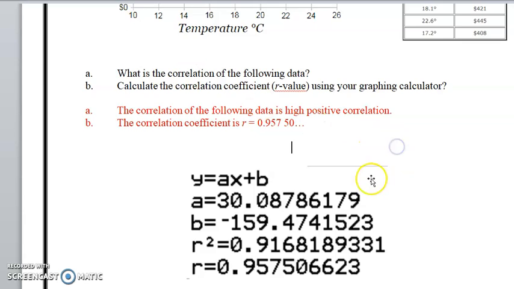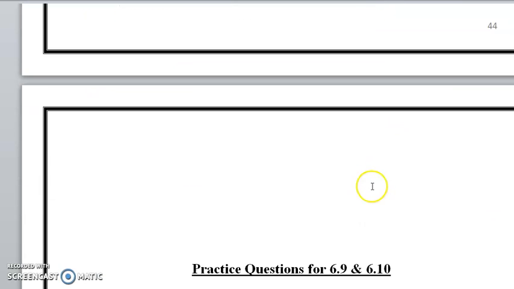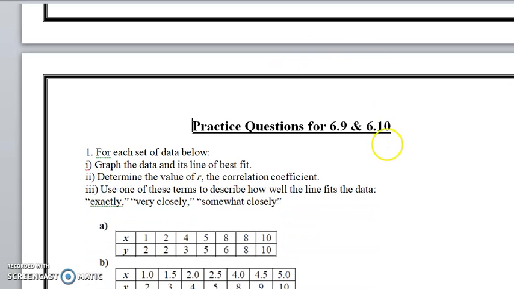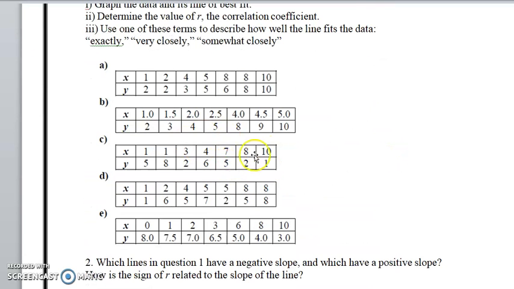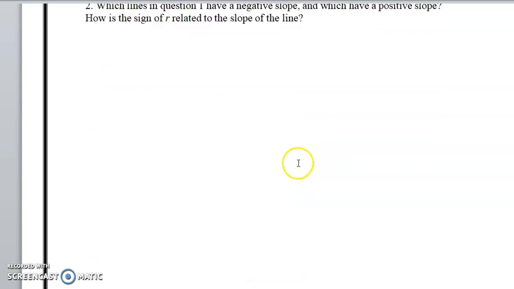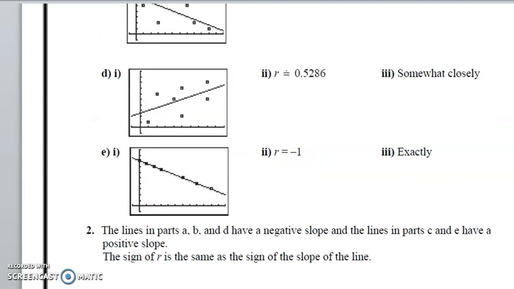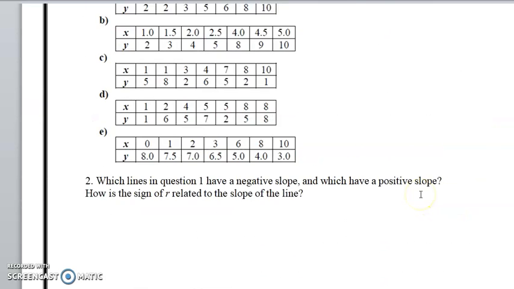And that's it. And that's it for the lesson. There's some practice questions you can do. I put them 6.9, 6.10 because they kind of go hand in hand. So there's some data. You can enter those in your list, X and Y. And then there are the answers there for you. All right. And that's it for chapter 6.